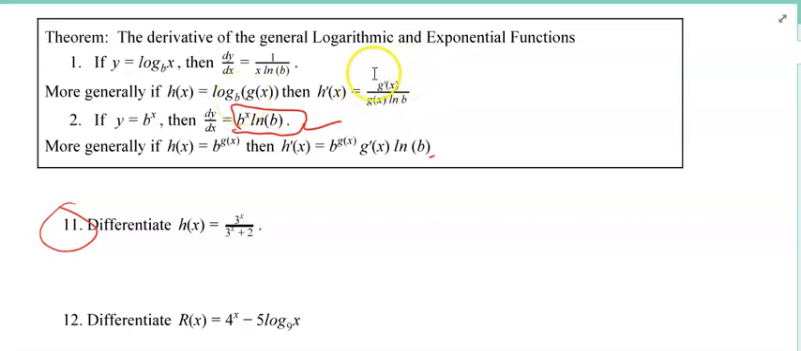So that gives us our g prime of x right here. So we multiply by the derivative of the function g of x, which gives you g prime of x. Okay, number 2, if y is equal to b raised to the x, then dy dx will be equal to b raised to the x ln of b. So it's the same b to the x, but multiplied by ln of b.